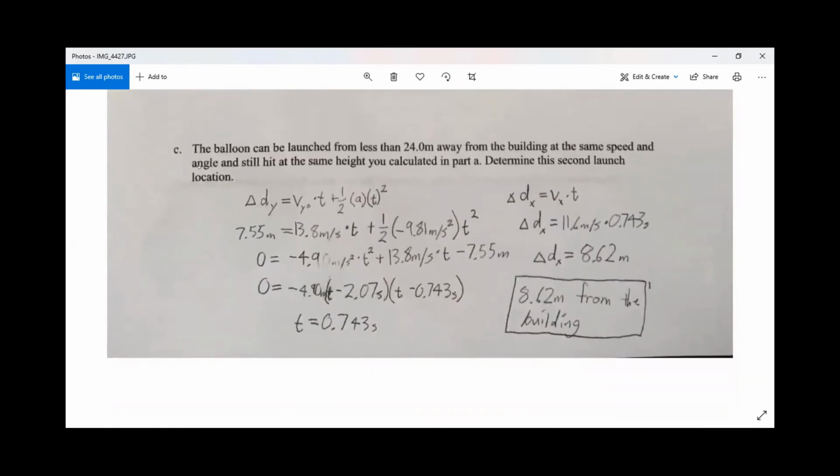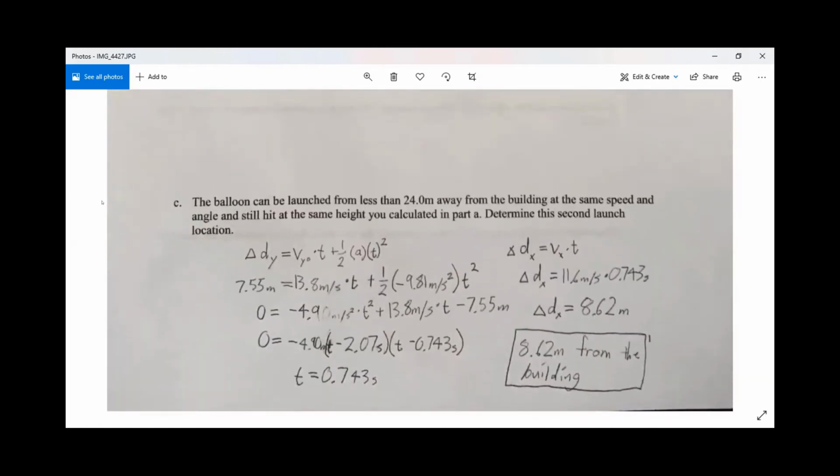All right, and then for the last one, this was if it's launched from less, there's another point because it's not 45 degrees where it will hit the wall at the same point.